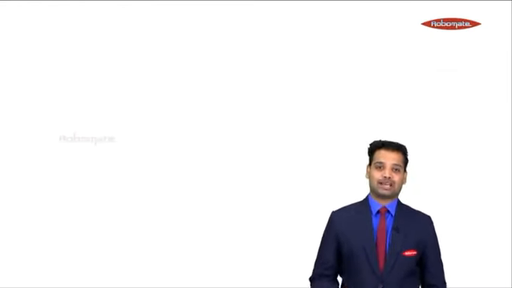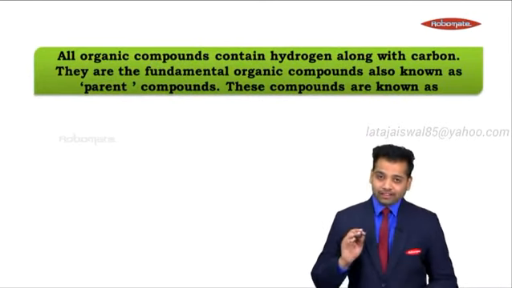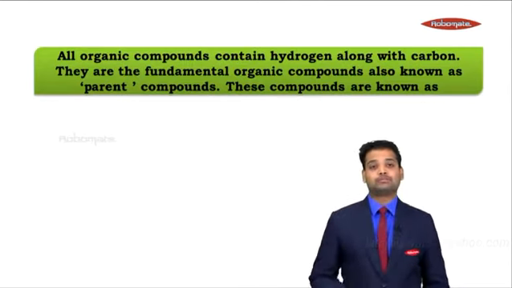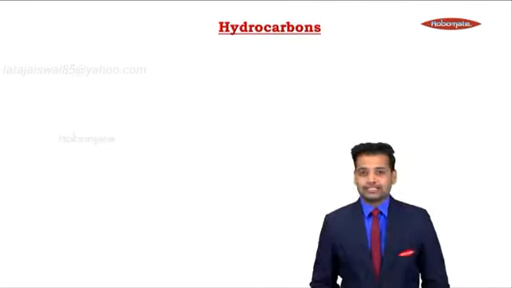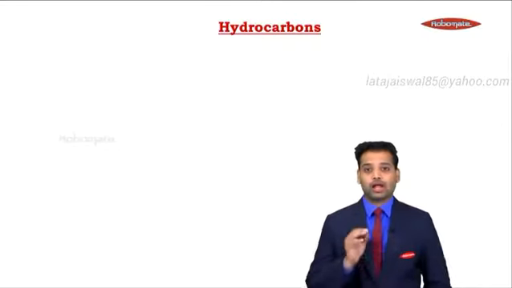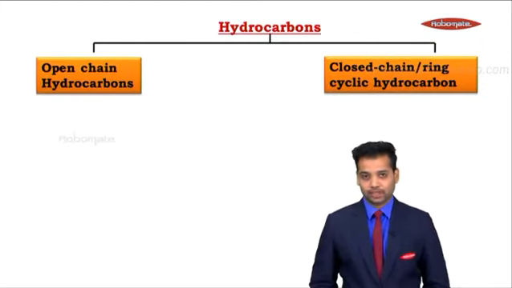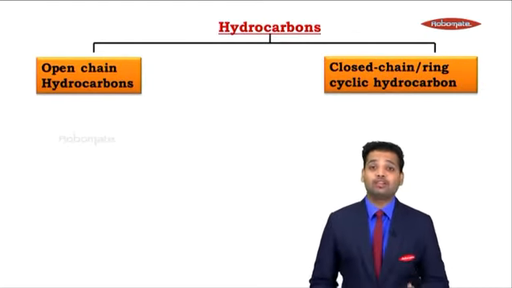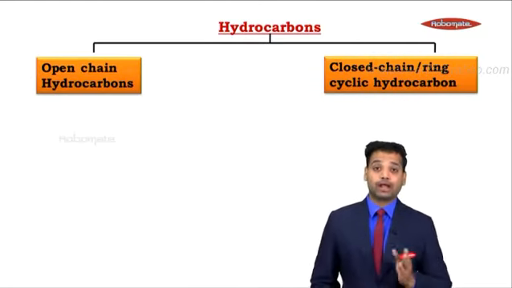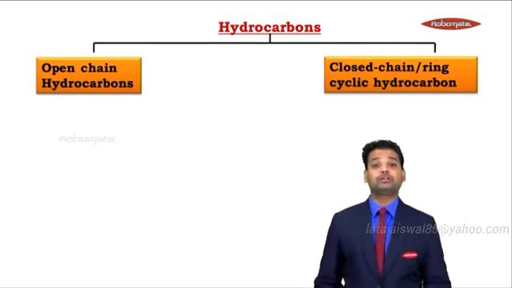So let's study how these hydrocarbons are formed. All organic compounds contain hydrogen along with carbon. They are the fundamental organic compounds, also known as the parent compounds. These compounds are also known as hydrocarbons. So these hydrocarbons, based on their structure, you remember straight chain, branch chain, closed chain, are divided into two types, open chain hydrocarbons and closed chain hydrocarbons. The open chain hydrocarbons are further divided into two types, straight chain hydrocarbons and branch chain hydrocarbons. Now these straight chain and branch chain hydrocarbons have the same molecules, which we are going to learn further.